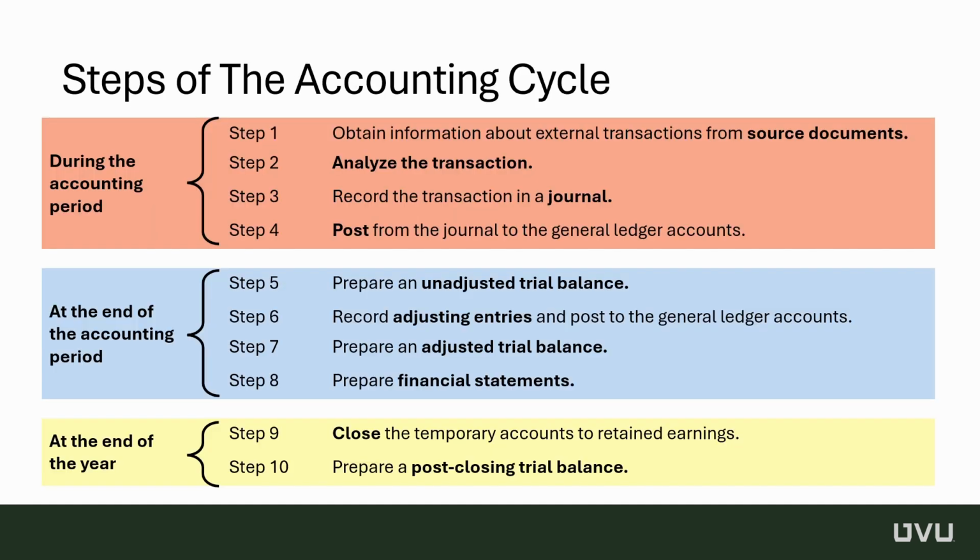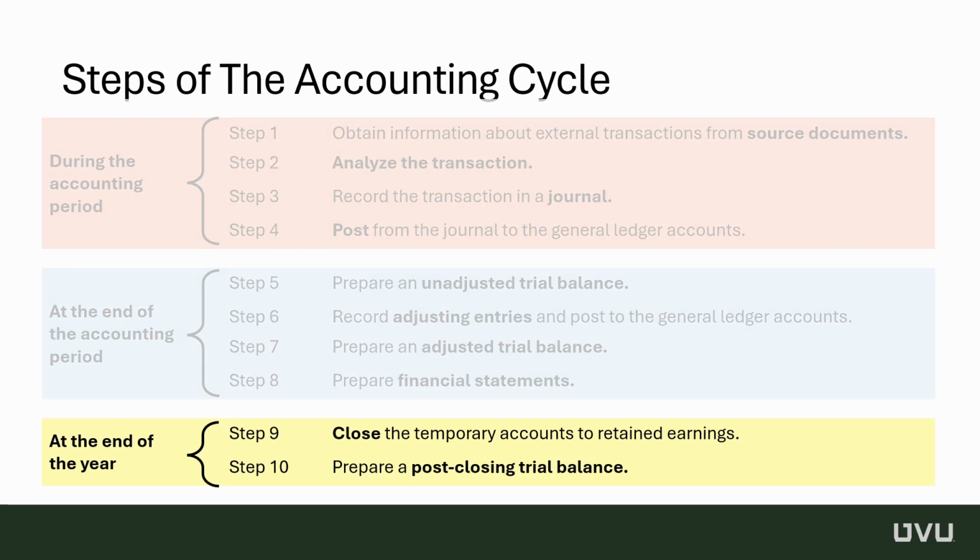We're going to wrap up the accounting cycle with a preview of the closing process. We are now at the end of the accounting cycle. We've gone through the analysis and recording of transactions during the period. We've made adjusting entries and prepared an adjusted pre-closing trial balance. Now we're ready to close the books.